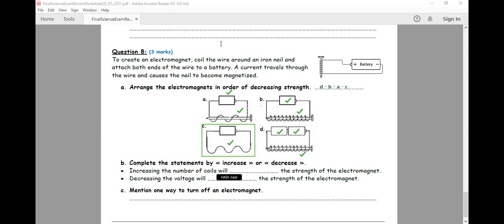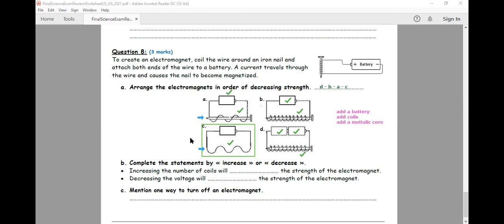There are three ways to increase the power of our electromagnet. We can add a battery to increase the voltage. Add turns or add coils to the electromagnet. Add a metallic core. Okay? In C, we didn't have an iron core, so we added an iron core. We added a nail here. This way, we increase the power of the electromagnet.